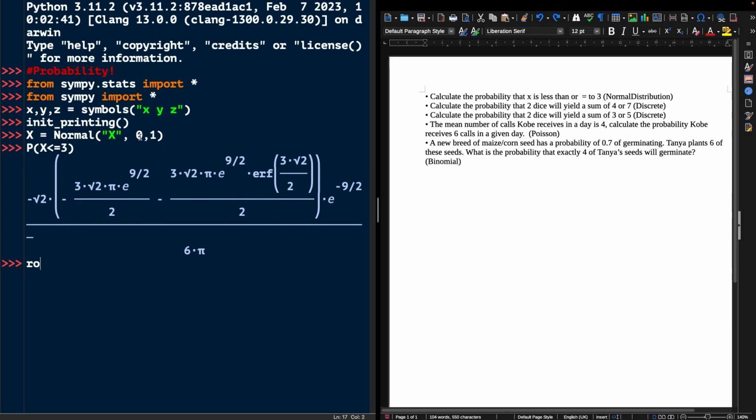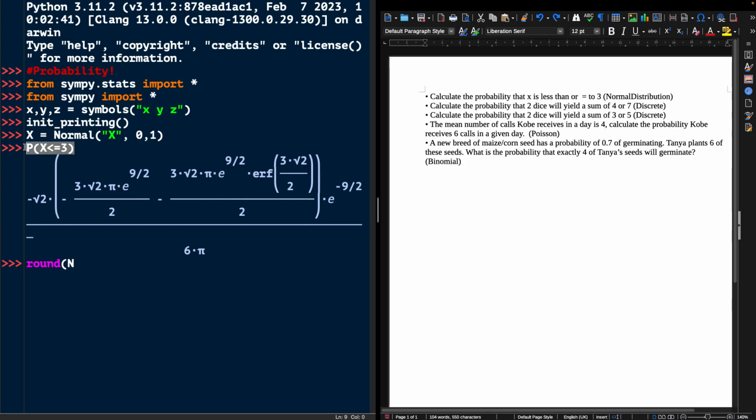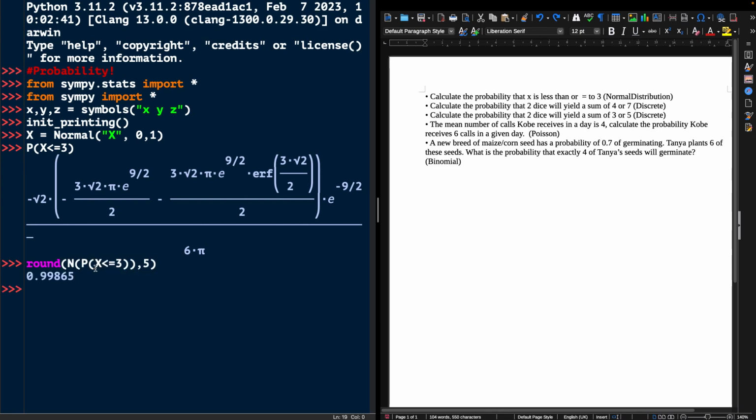So round, then n. I'll copy that, and then paste that in there. Right. Okay. I'll go for five decimal places. There we are. So that's our probability there. Okay. So working on to the next question.